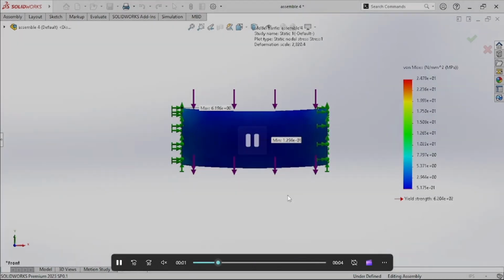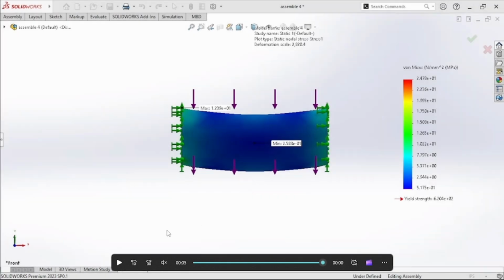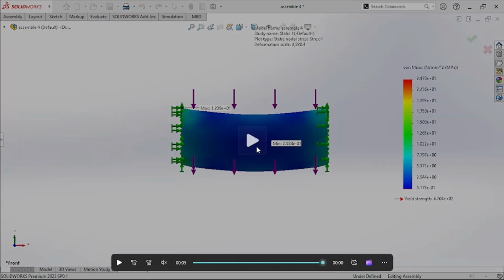The analysis type focuses on von Mises stress distribution, which is commonly used to predict yielding of materials under complex loading. The maximum von Mises stress recorded is approximately 6.20 megapascal, occurring near the top center of the beam, where the force is most concentrated. The minimum stress is around 0.12 megapascal, found near the center of the component.